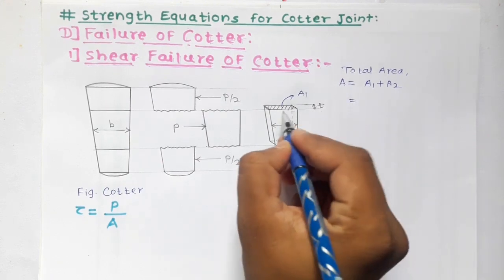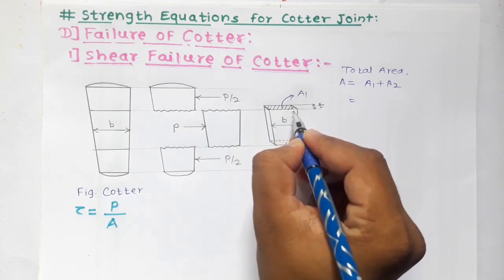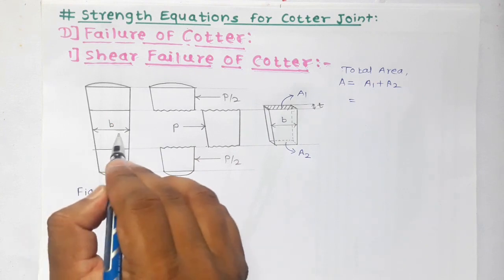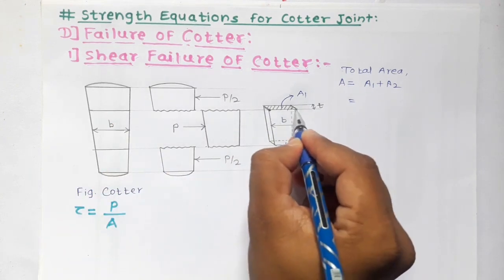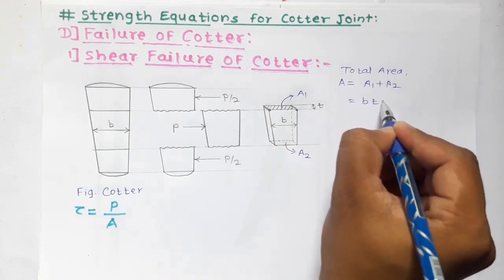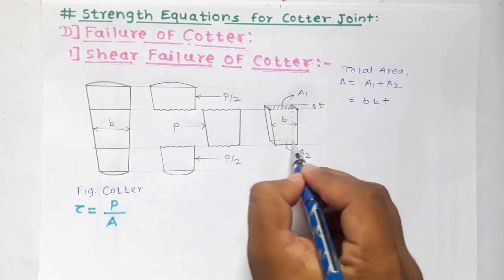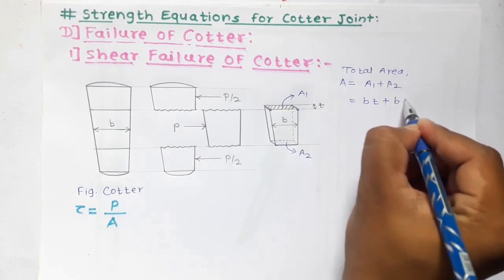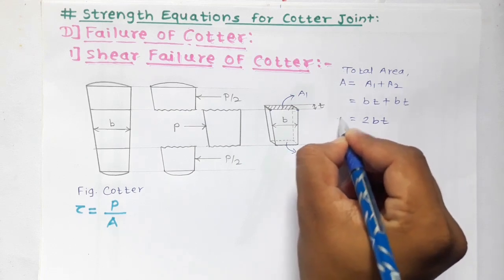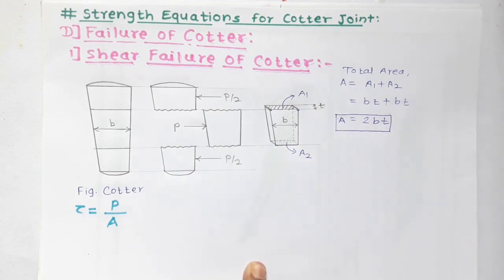Now if you consider area A1, its width is b. As we know that this quarter has a taper, we have to take the mean width b to find out the area. So we take the width as small b, and thickness is t. So area A1 is b into t, plus area A2, its width again is b and thickness is t, so area A2 will be b into t. If we add this, we get the area as A is equal to twice b into t, and this is the area of quarter which is subjected to shear stress.